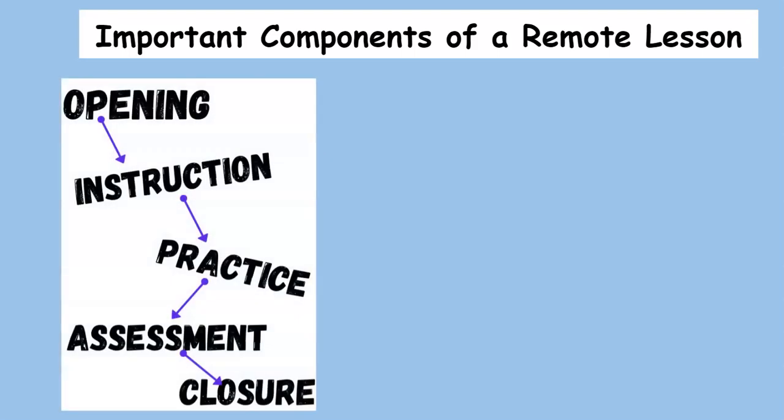So you want to start with an opening. You want to have some sort of instruction, some practice in there, a quick assessment, and some sort of closure. In the face-to-face classroom, you would give your students these 5 components of the lesson. So we want to make sure we still do that when we are teaching remotely. So when you are having a Google Hangout or creating a video lesson, you want to make sure that you encompass these 5 key pieces.